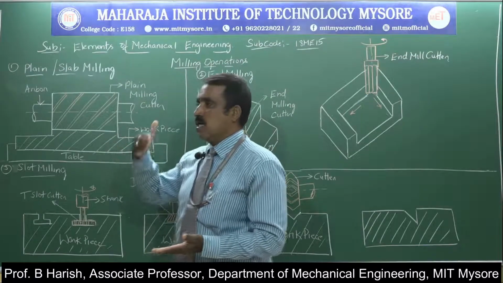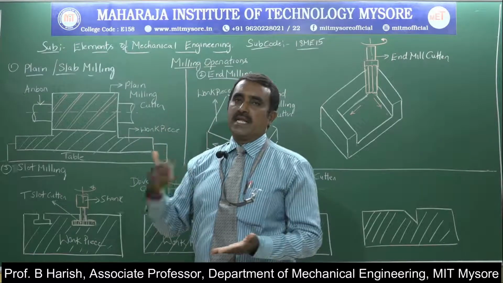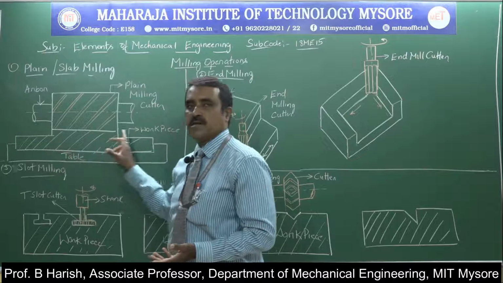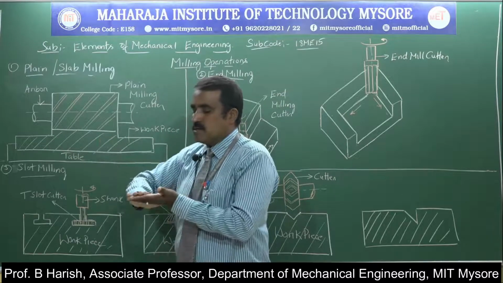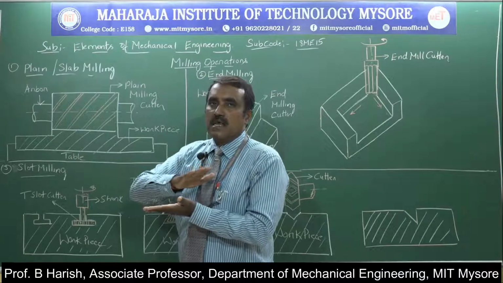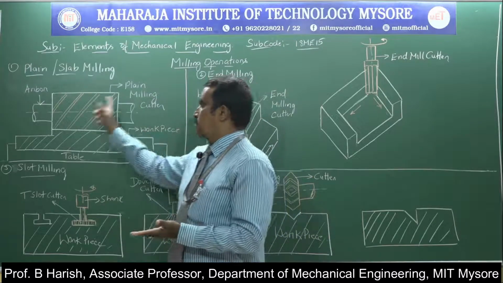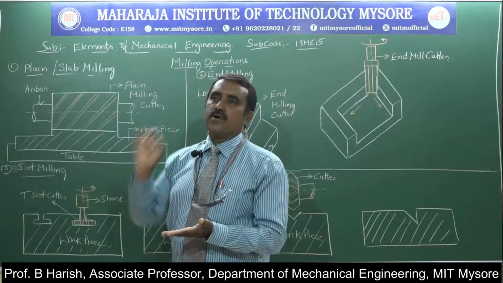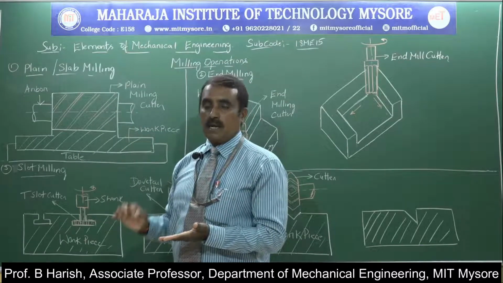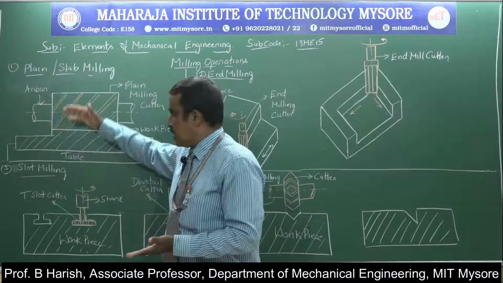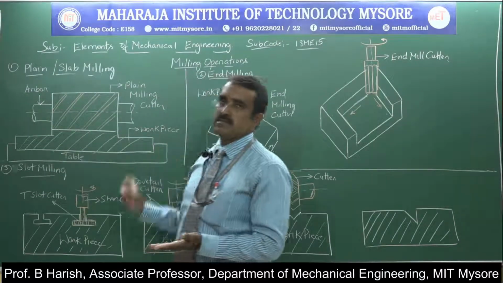As it comes in contact, the material is removed. This is the width of the surface that has to be machined. The entire surface will be machined in a single stretch. Once the required amount of material is removed from the surface of the given job, the machine is switched off. Once again the table is lowered and the workpiece is removed.